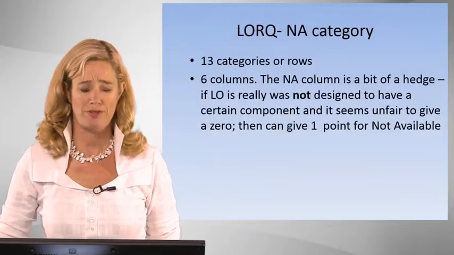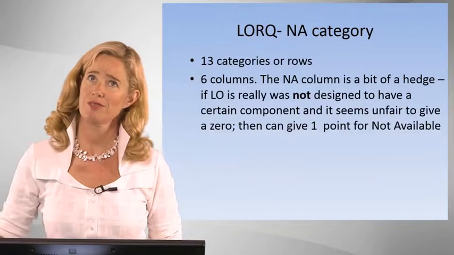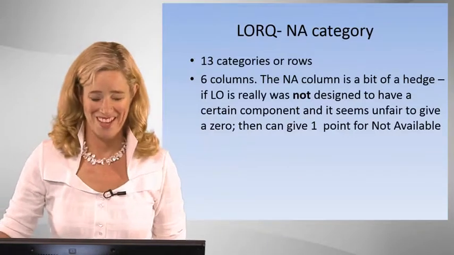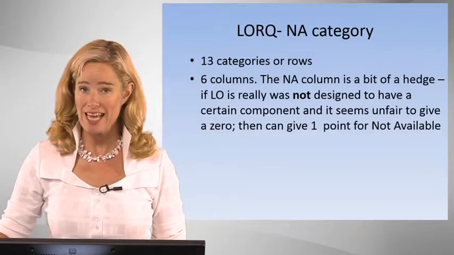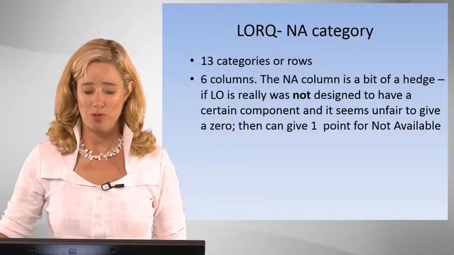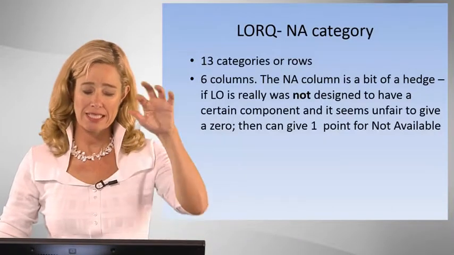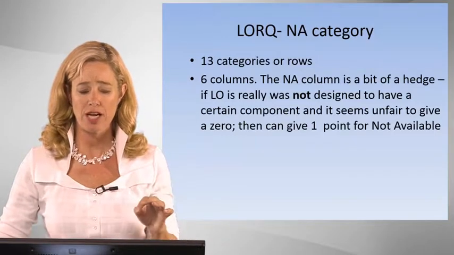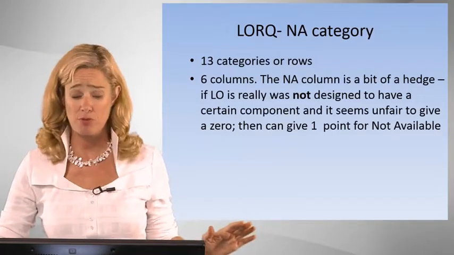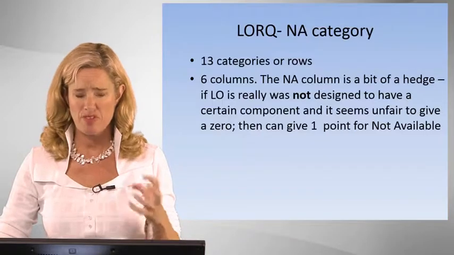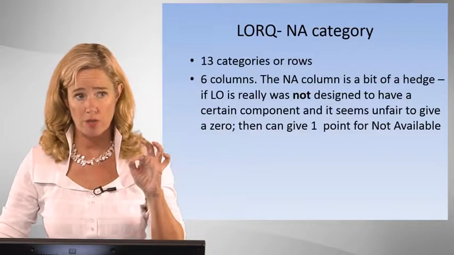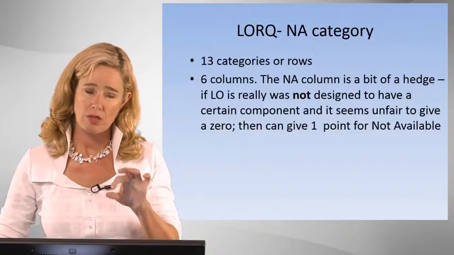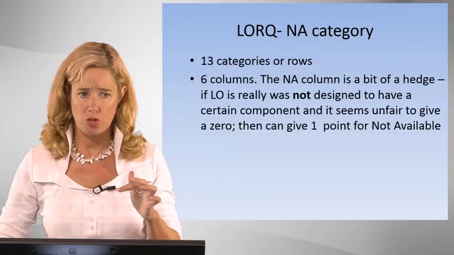I'm calling this LORQ for now, Learning Object Rubric for Quality. In the LORQ, there is an NA category. It stands for not available. So there's 13 categories and 6 columns. The NA column is a bit of a hedge here. What I'm saying is that if a learning object was really not designed to have this component in it at all, then it seems unfair to give it a 0. And you can give it a 1 because it was not available, and it would be awkward to put it in there. I'll show you an example of that.